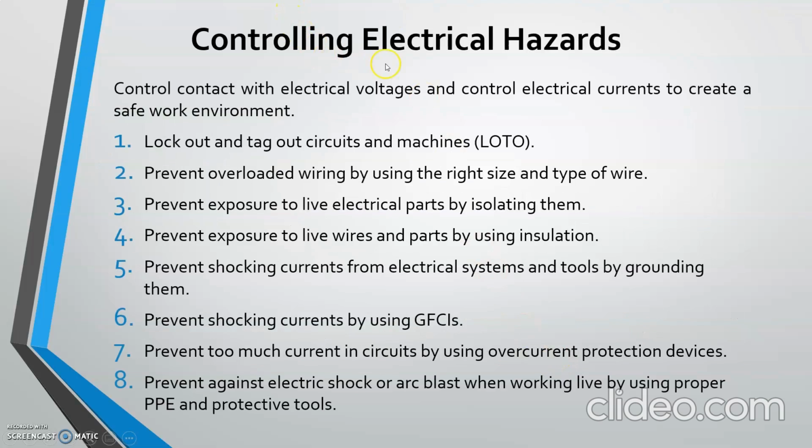So for controlling electrical hazards, control contact with electrical voltage and control electrical currents to create a safe work environment. First you must lock out and tag out circuits and machines, okay, LOTO. Second is to prevent overloaded wiring by using the right size and type of wire. Next is to prevent exposure to live electrical parts by isolating them. Then prevent exposure to live wires and parts by using insulation. Then you can prevent shocking current from electrical systems and tools by grounding them.